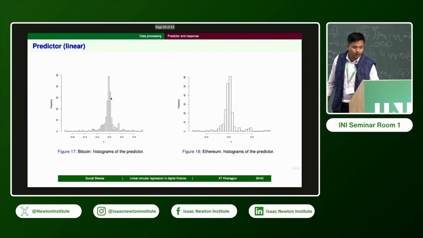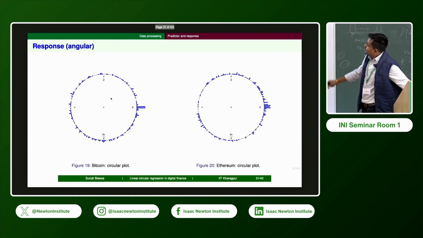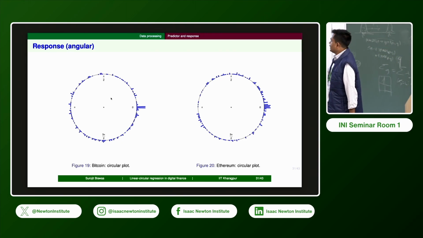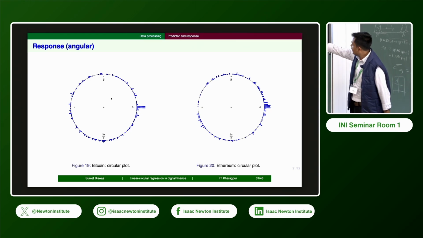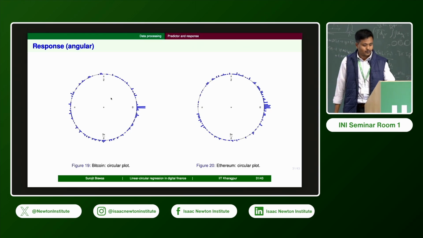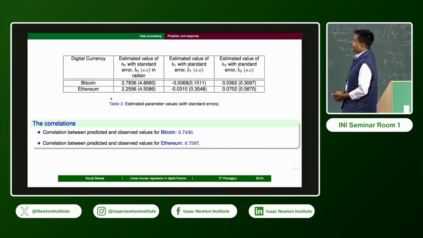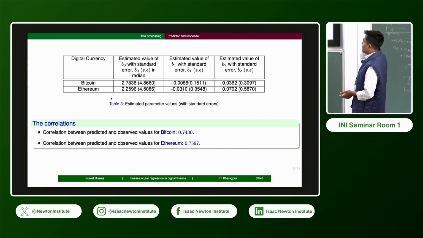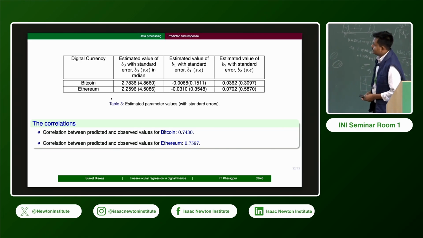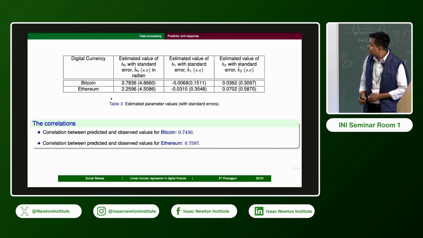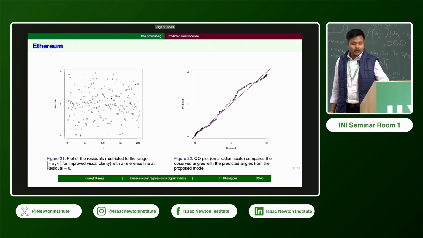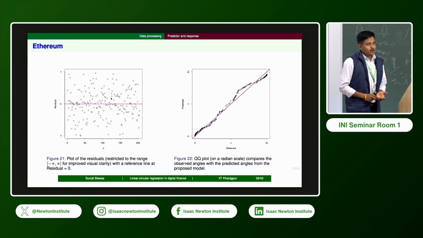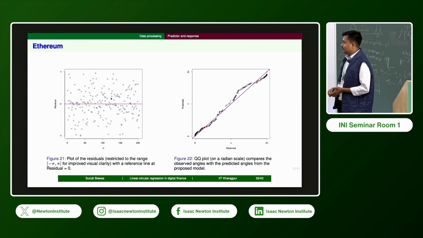So this is simply the plot of the predictor, and this is the circular plot of the time, modified as an angle, for Bitcoin and Ethereum. Now these are the estimated values of the parameters from the Möbius map. You can see the standard errors are also there, and the correlation is calculated. And this is the pictorial depiction of the QQ plot of the observed and the predicted values.